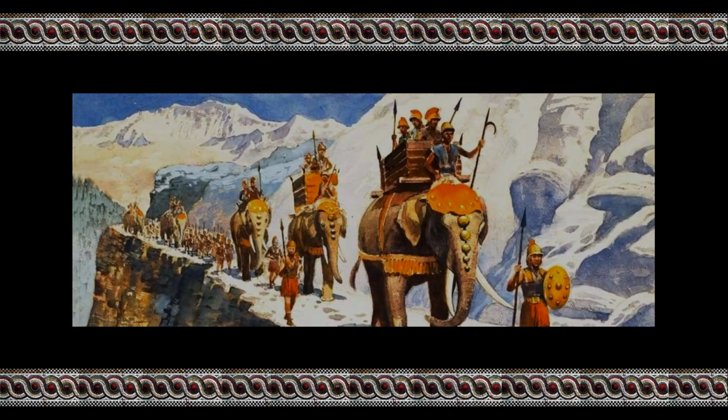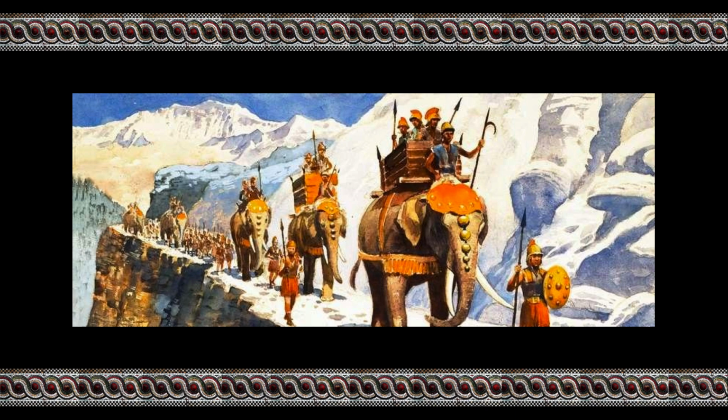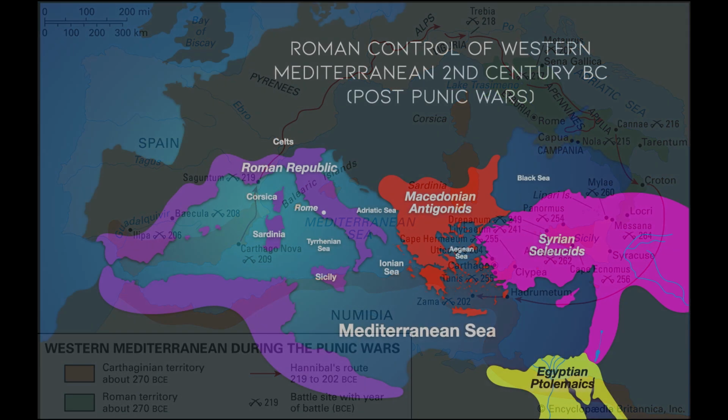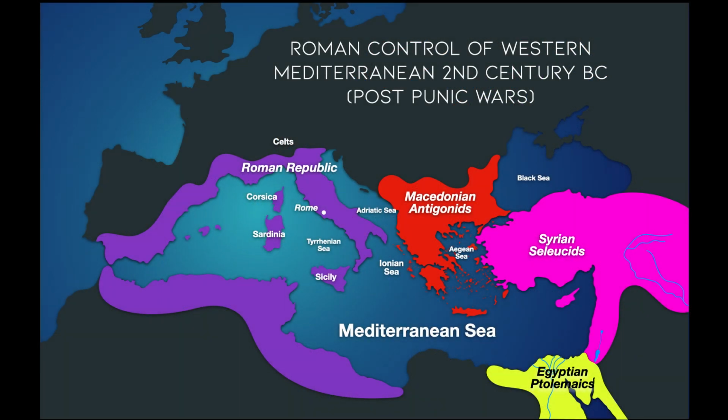Here's a famous picture of the elephants crossing the Alps. And here's a little map that shows some of the significant battles during the Second Punic War. Feel free to study that and look at that at your leisure. Now, at the end of all of this, you can see this leaves Rome in control of the western portion of the Mediterranean Sea.